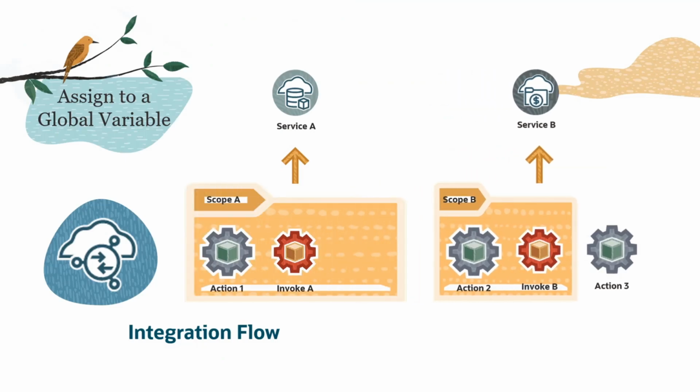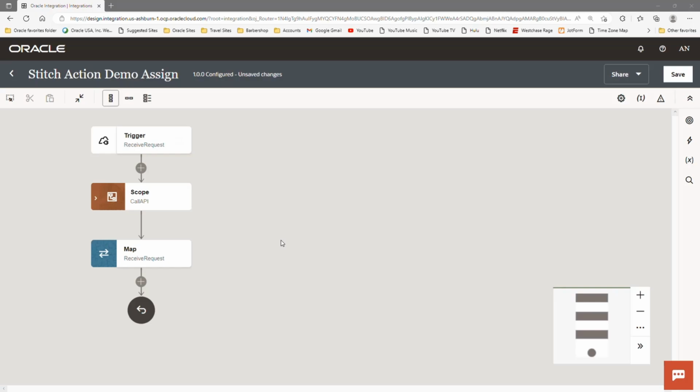So you may recall this use case from the data stitch action lesson where we need to make a message payload available outside the scope in which it was retrieved. So in this example implementation, I have a simple trigger defined, a REST trigger, if we can open it up and take a look.